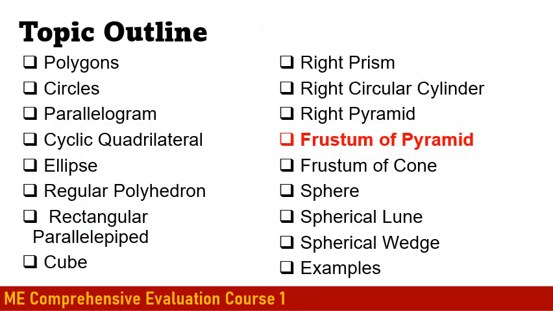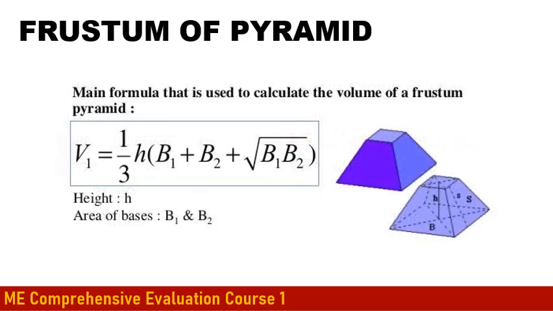Let's proceed to the frustum of a pyramid. The main formula used to calculate the volume of a frustum of a pyramid is 1/3 of the height, which is the perpendicular height from the top to the bottom, multiplied by the areas of the bases, the base at the top and the base at the bottom, that's b1 and b2, plus the square root of b1 times b2. So if it is for example a square, then you have to get the area of the square at the top and bottom bases, and then you substitute it in the formula. So that's how you can get the volume of a frustum of a pyramid.